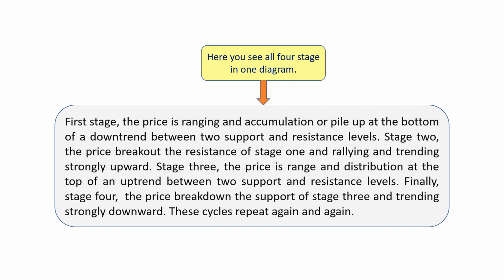Stage 3, the price is ranging and distributing at the top of an uptrend between 2 support and resistance levels. Finally, stage 4, the price breaks down the support of stage 3 and trends strongly downward. These cycles repeat again and again.